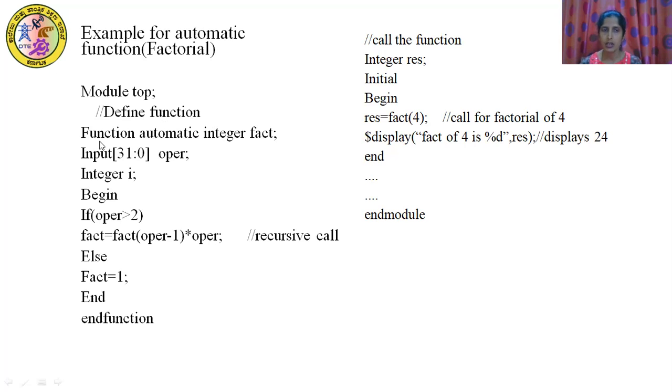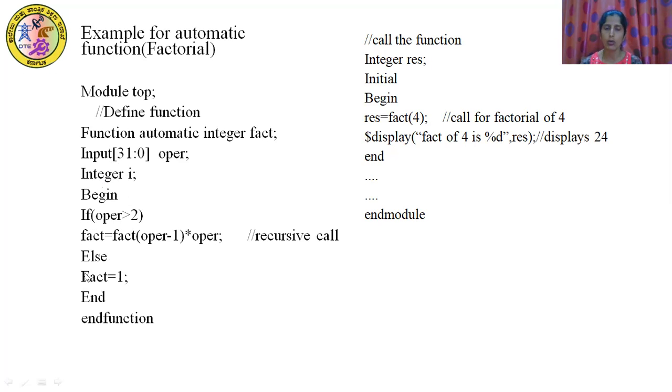So the keyword function is followed by the keyword automatic to make the function automatic, followed by the type, and then the name of the function. Here we have declared OPER as a 32-bit input. I is a variable of type integer. The function begins with the keyword begin. If OPER is greater than 2, that is, if the input value is greater than 2, then we have written the function here to compute the factorial of a number.